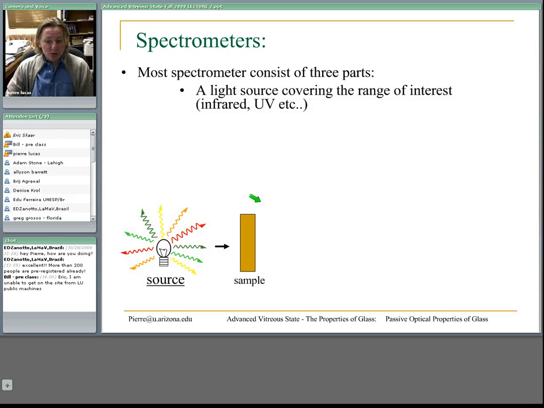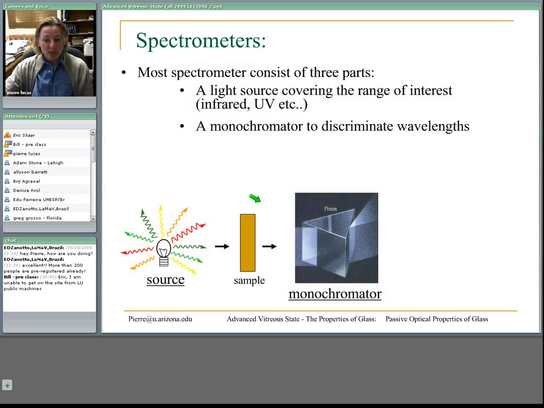In order to do that, we will need a way to select and separate the wavelengths, and that's done using a monochromator. What I've depicted here is a prism. This is very old-fashioned. Nobody uses prisms anymore. That was back in the 19th century. We have far more efficient ways of separating light using gratings now.